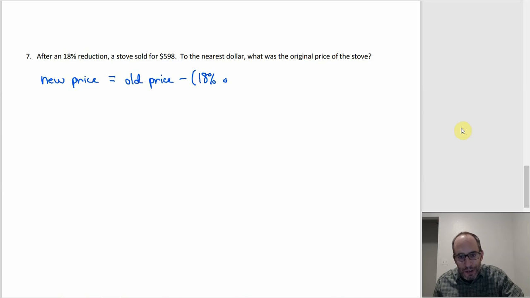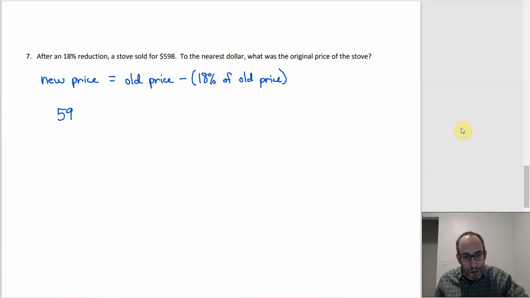18% of old price. Right? That's what the 18% reduction would be. You'd start with the old price, the original price, and you'd subtract whatever 18% of it is, and that's how you get the new one. So the new price, we know what that is. It's $5.98, right? Because that's the price after the reduction.